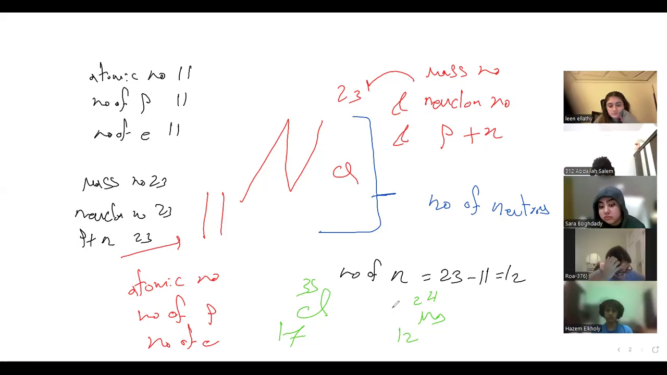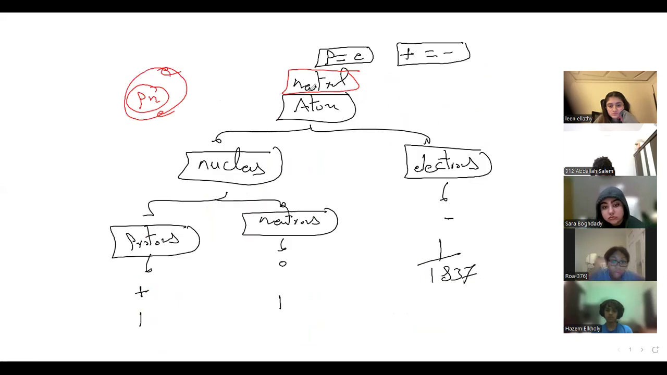So this is the first one. So this is for an atom. To summarize, we said an atom is electrically neutral. Explain why: because the number of protons equals the number of electrons, or the number of positive charge equals the number of negative charge. An atom consists of nucleus that contains protons and neutrons, revolves around them electrons.